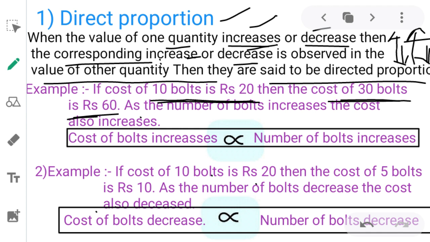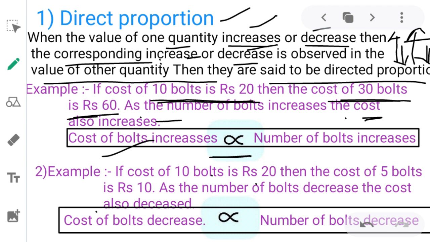As the number of bolts increases, the cost also increases. There is a rise in both the quantity, the cost and the number. If there is an increase in the number of quantities, there is an increase in the cost also. You may observe here the cost of bolts increases; that is directly proportional.